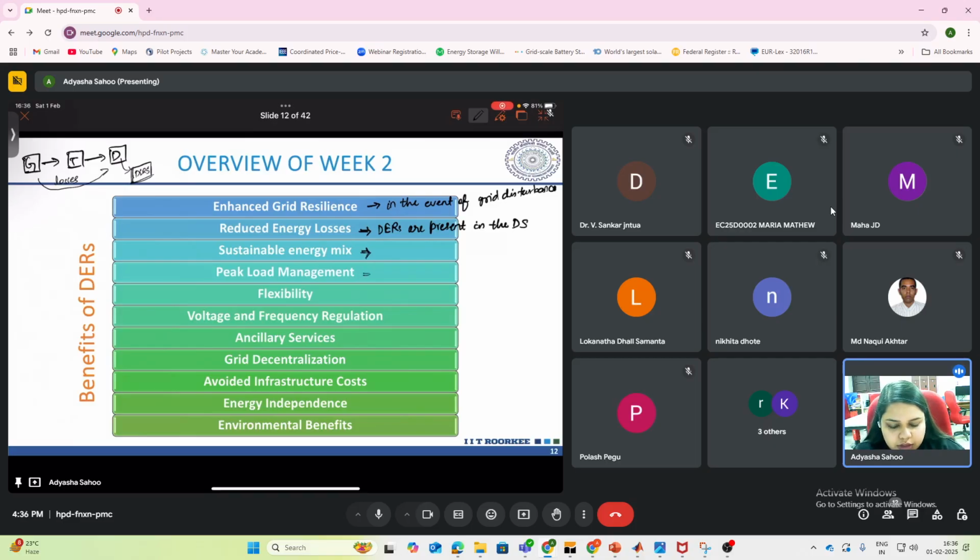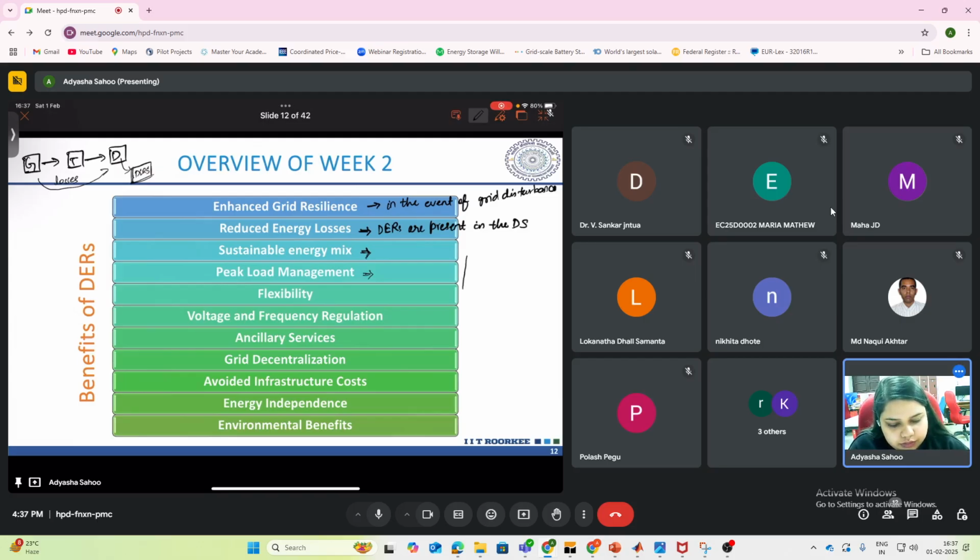Then peak load management. Similarly, as we discussed, during peak load conditions you don't have enough generation to meet the peak load. With the help of these demand response activities, you can reduce the load during the peak hours and shift it to the non-peak hours.